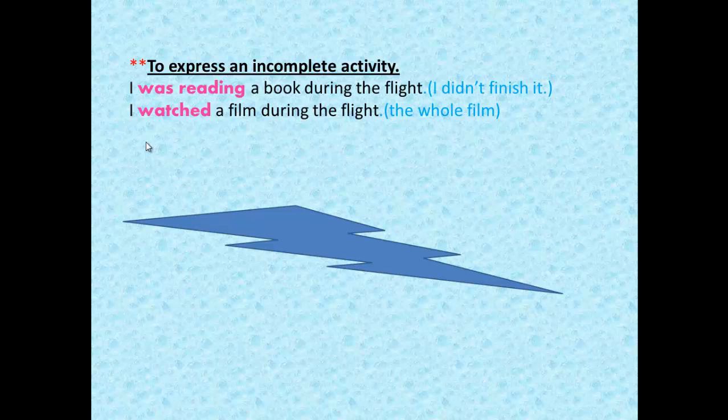Examples: I was reading a book during the flight. So during my flight, I was reading a book, but I didn't finish it. I didn't finish reading the whole book. Number 2, I watched the film during the flight. Here, watched, we use this verb in past simple. So the action here in the second sentence is completed. I watched the film during the flight. The whole film here, the whole film.